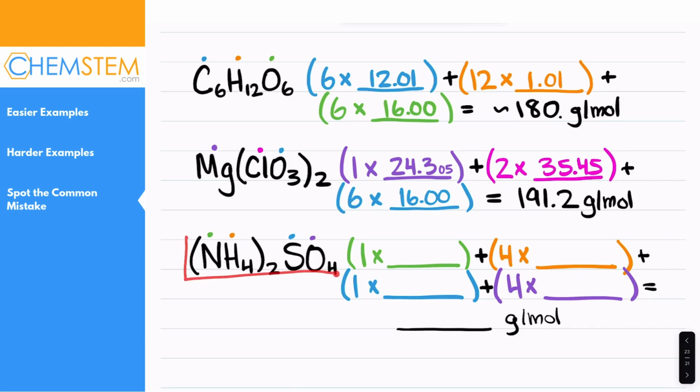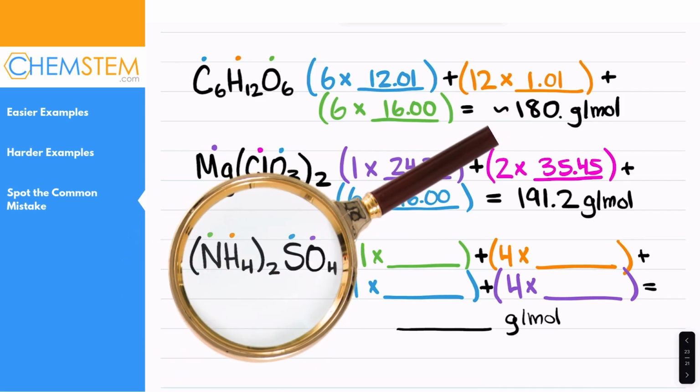We see the formula here is (NH4)2SO4. So you set it up, you're like, okay, there's 1 nitrogen, and there's 4 hydrogens, and there's 1 sulfur, and there's 4 oxygens based on these subscripts here. But there is a mistake. What is that mistake? Pause the video and see if you can figure it out.